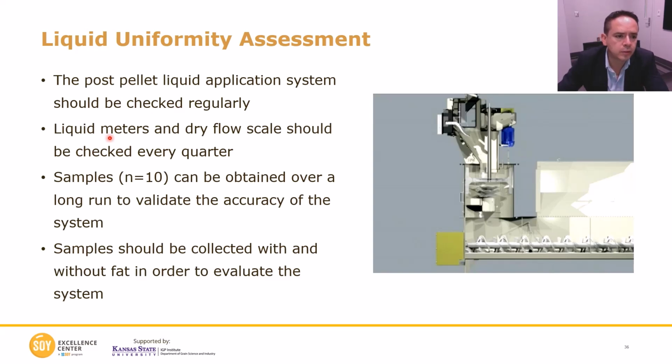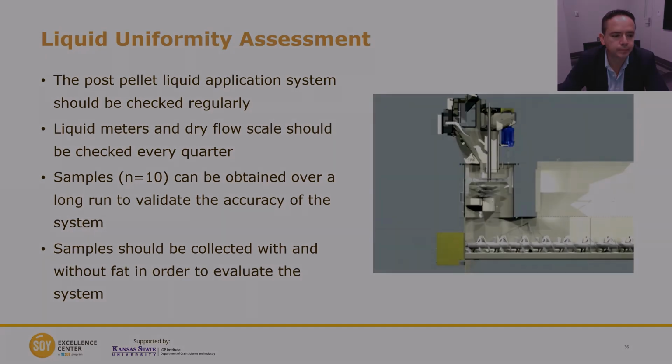So to do the uniformity assessment, just like in mixing, you need to collect 10 samples. And then these 10 samples can be obtained over a long run to validate the accuracy of the system. Samples should be collected with and without fats in order to evaluate the system. So the important thing here is that if you have one of these PPLA systems, you should have a sampling port at the end of the mixing conveyor.